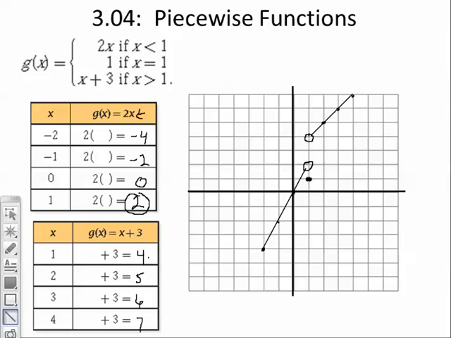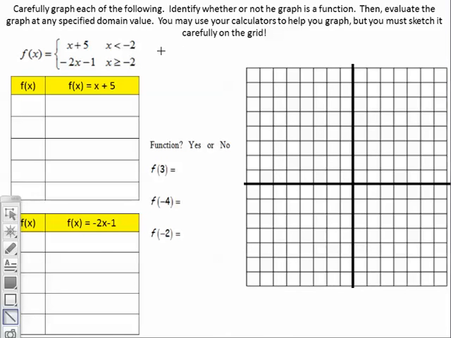Okay? So let's look at another one here. We're saying f of x is equal to x plus 5 if x is less than negative 2, and it's equal to negative 2x minus 1 if x is greater than or equal to negative 2. See how there's no overlap between these numbers? X less than negative 2, x greater than or equal to negative 2. There's no overlap there. Okay?